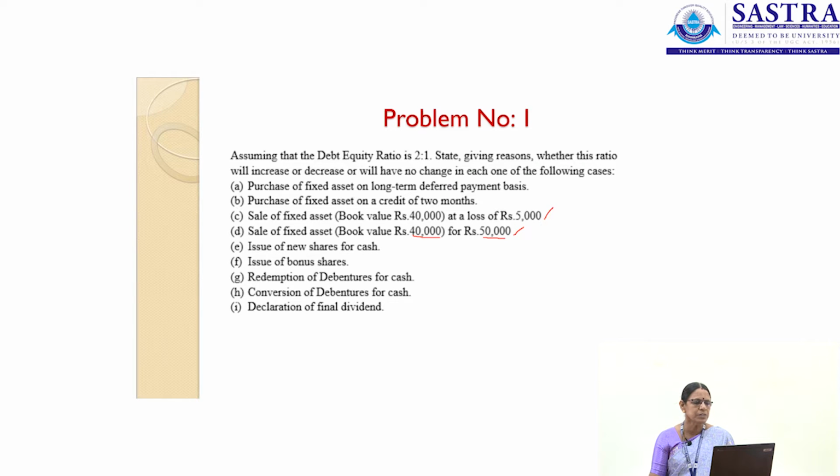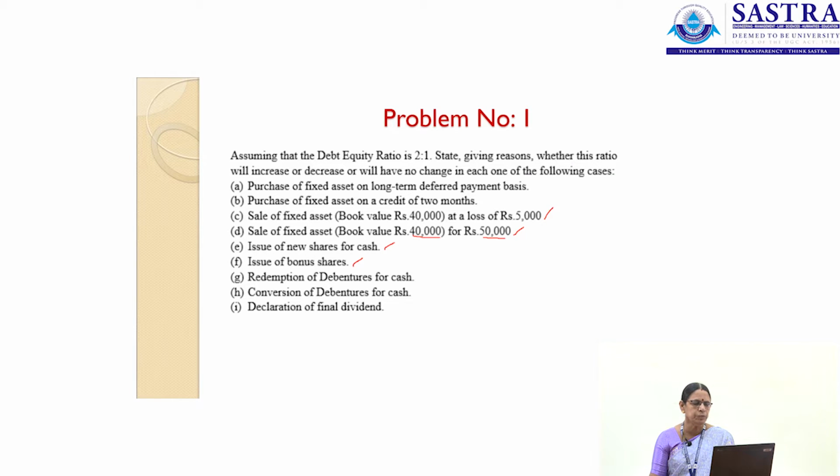Next transaction is issue of new shares for cash. So, it is a fresh issue of shares. It may be either equity or preference shares and it is on a receipt basis, that is, for cash. Next is issue of bonus shares. Bonus shares will be issued by way of capitalizing the profits. That is, bonus shares will be given to the equity shareholders by capitalizing the reserves and surpluses.